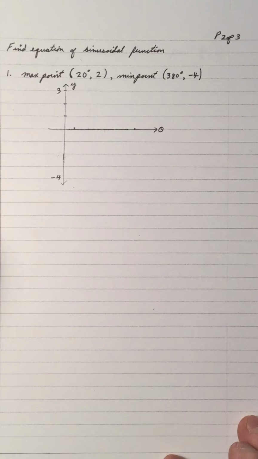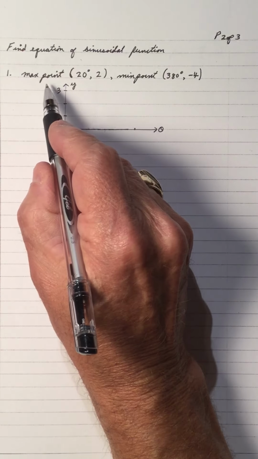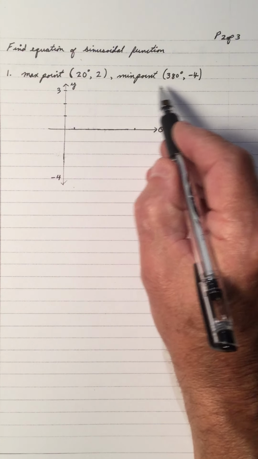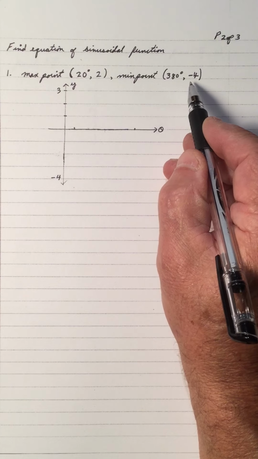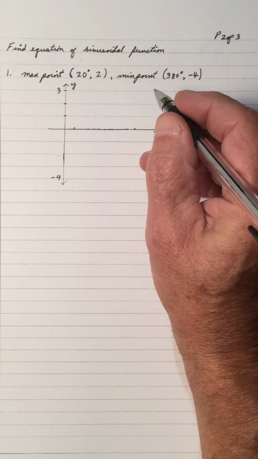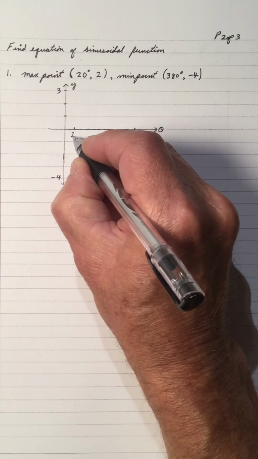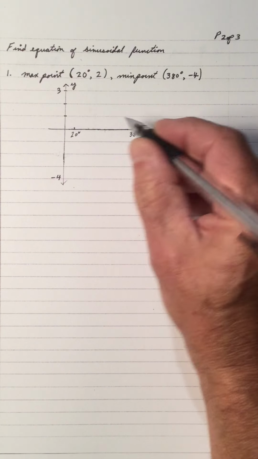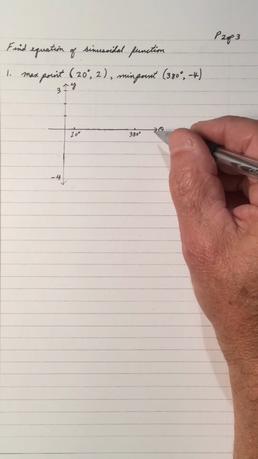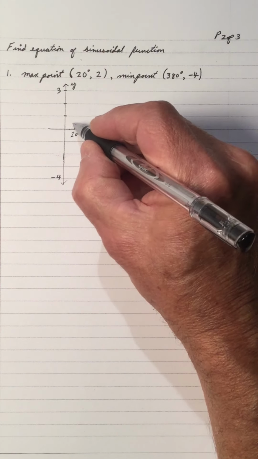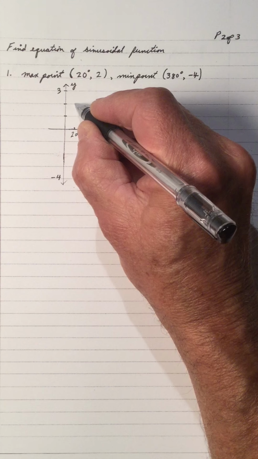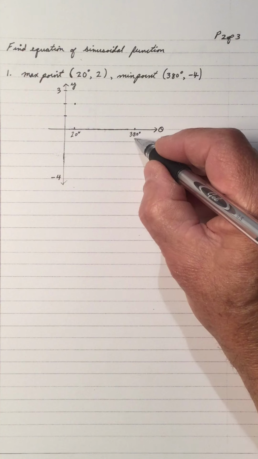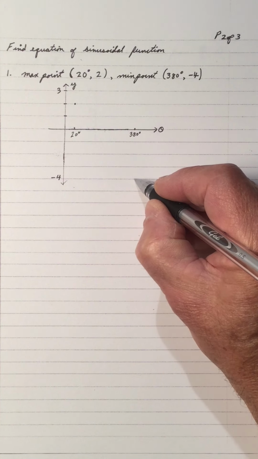Find the equation of the sinusoidal function. Number 1, we have a maximum point of (20 degrees, 2) and a minimum point of (380 degrees, negative 4). So we mark this one as 20 degrees and this one as 380. The y value is 2 here, and at 380, negative 4, we come down to here.